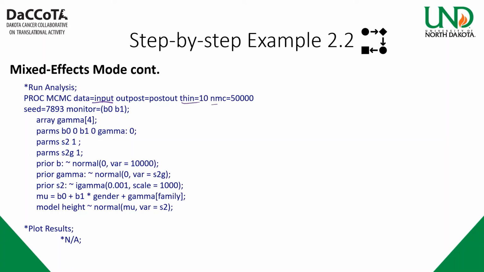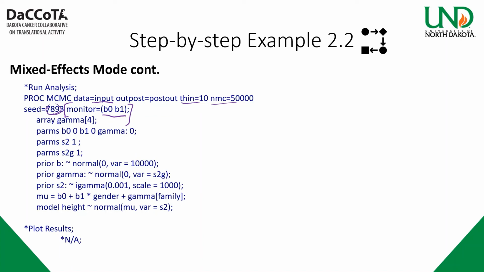Again, the seed needs to be this to get the same output. If you want a different seed, that's fine, it would just be slightly different. And we're going to monitor B0 and B1. What this sets up is, because we don't actually care about family, we just want to block for it, or treat it as a random effect, we're just going to get the outcome for these ones.